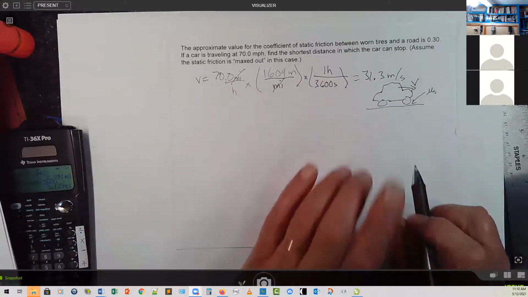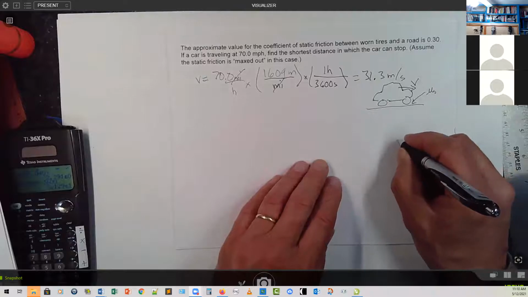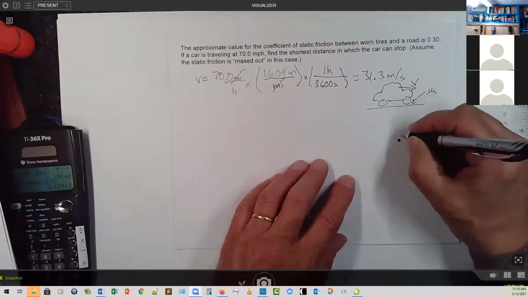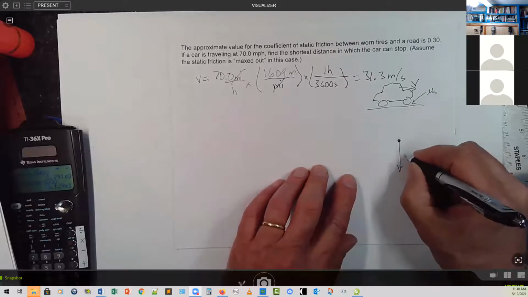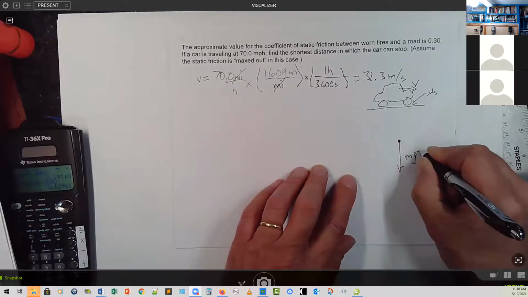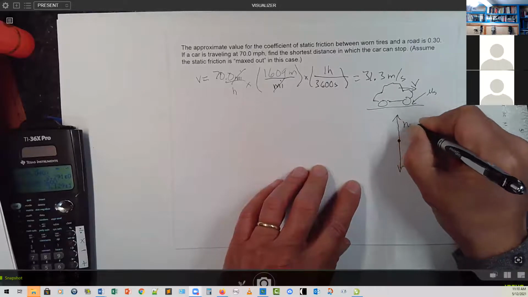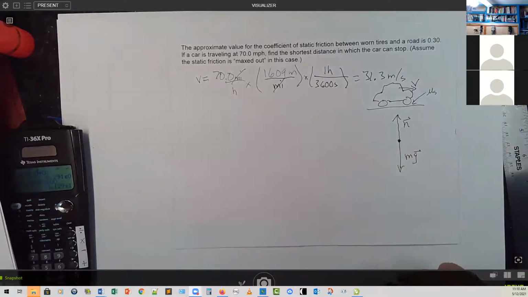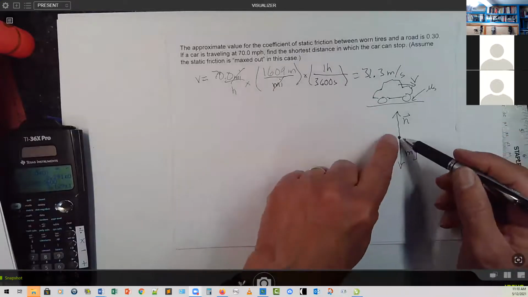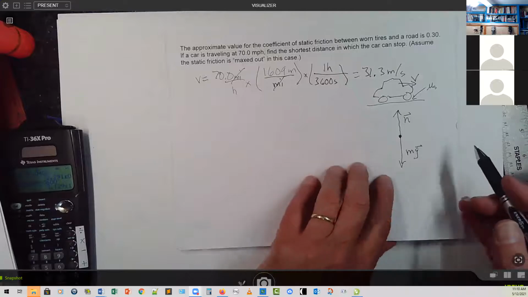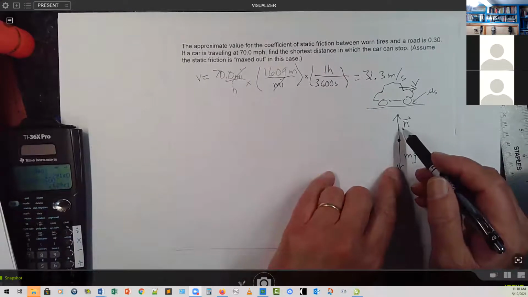Now, there's my sketch. Next thing I've got to have on a Newton's law problem is a free body diagram. And so here we go. Okay, one of the forces that will be acting is mg, downward. Another force that'll be acting is the normal force, upward. Okay? And in the vertical direction, there's nothing going on. The car doesn't fall through the road and the car doesn't jump off the road. So that's something. Then I've got friction acting. It's not just those two forces.